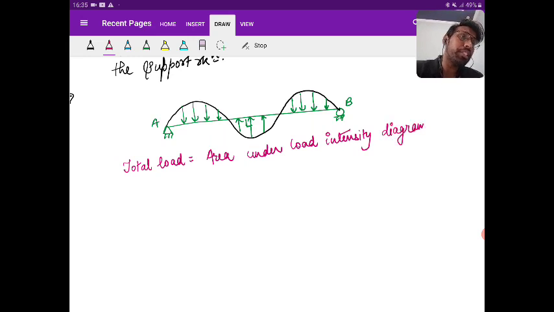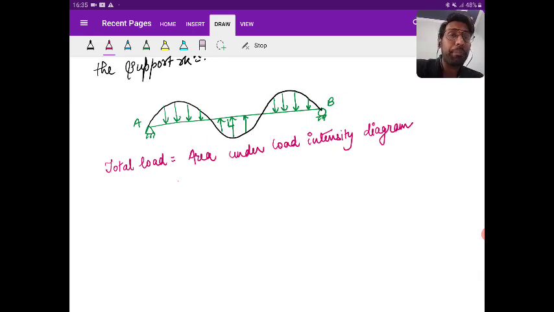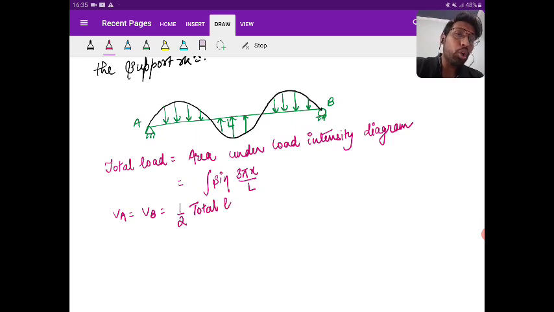Area under load intensity diagram. What is the area under the load intensity diagram? It is given by the integral of sine of 3 pi h by L. Yes or no? That is the total load. Now if I want to find VA and VB, that is equal to half of the total load. Yes or no?